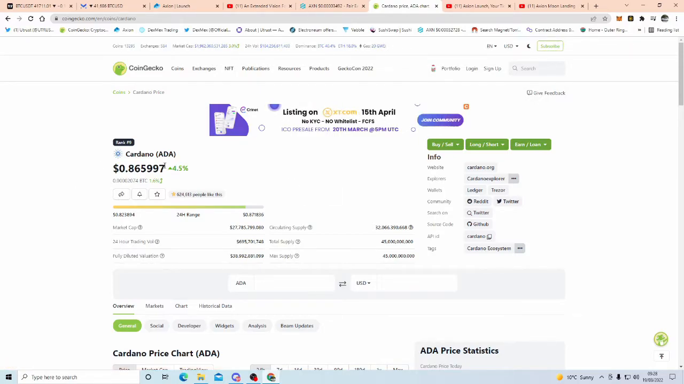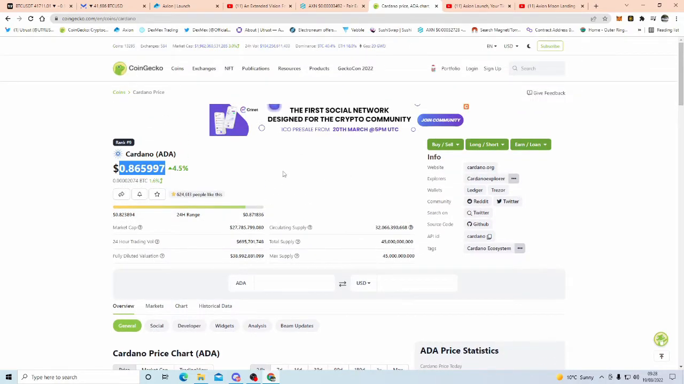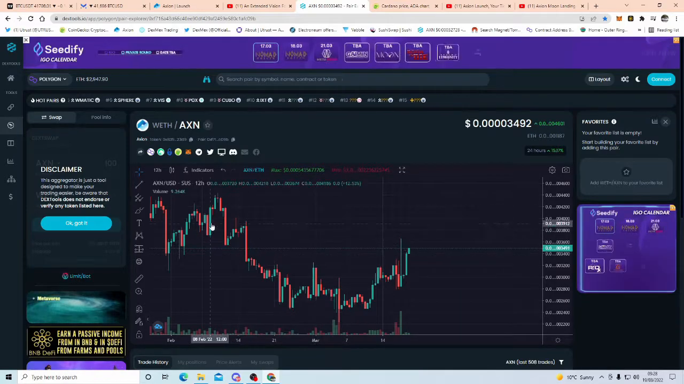This is why I use Cardano, and I own Cardano, guys. I got in at like 4 or 5 cents, year and a half, 2 years ago, when it was at its low. I sold, made profit, and so on. But the point being is just using this as a comparison to Axion.